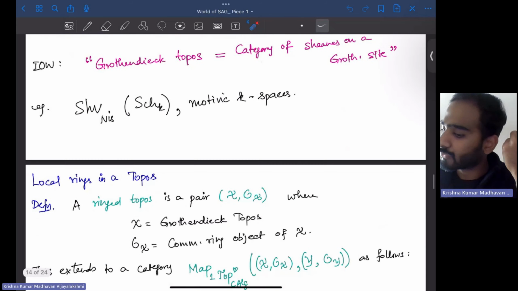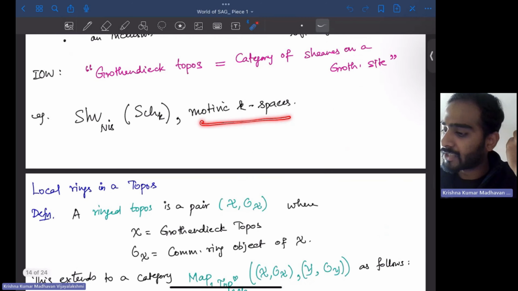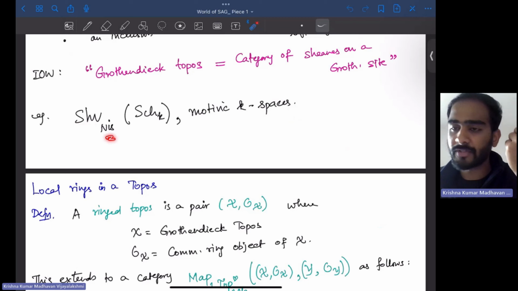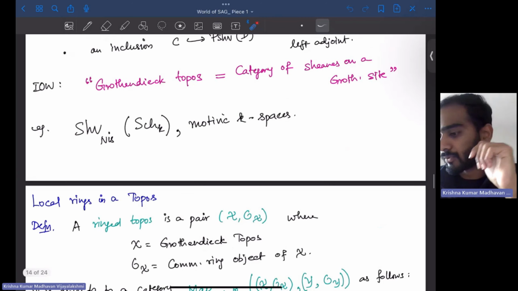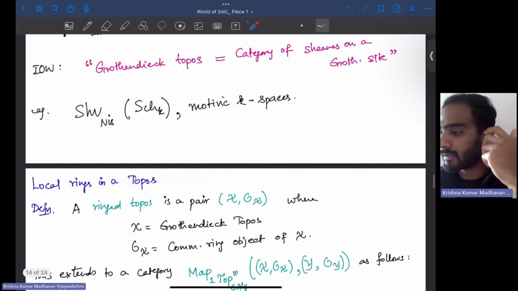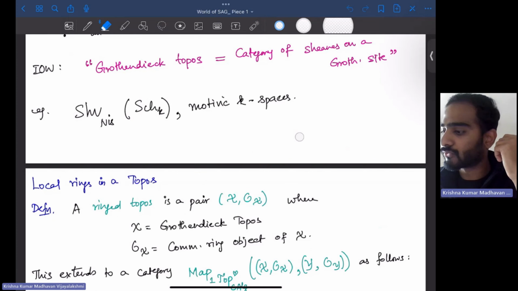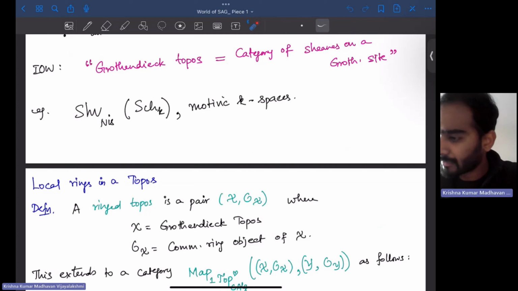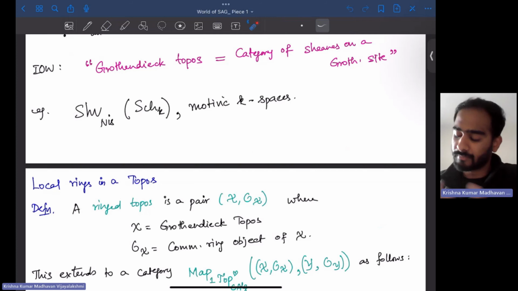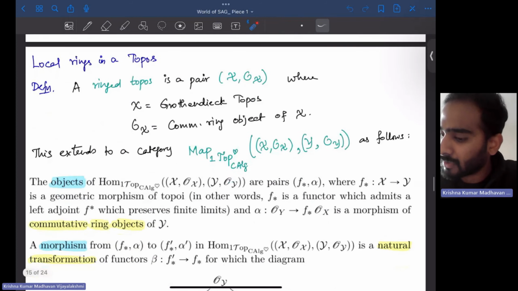So for example, we have the category of motivic K-spaces. It is built by objects which are sheaves in the Nisnevich topology on the category of schemes. These are very much studied objects to relate the world, like work in the algebraic geometric setting. Okay, so then we can talk about what are local rings in a topos.